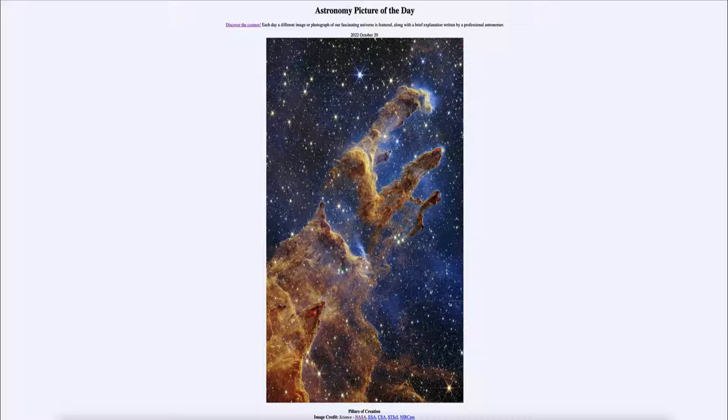One of the things that I like to do in each of my introductory astronomy classes is to begin the class with the astronomy picture of the day from the NASA website that is apod.nasa.gov/apod. And today's picture for October 20th of 2022, well, it is titled Pillars of Creation. So what do we see here?